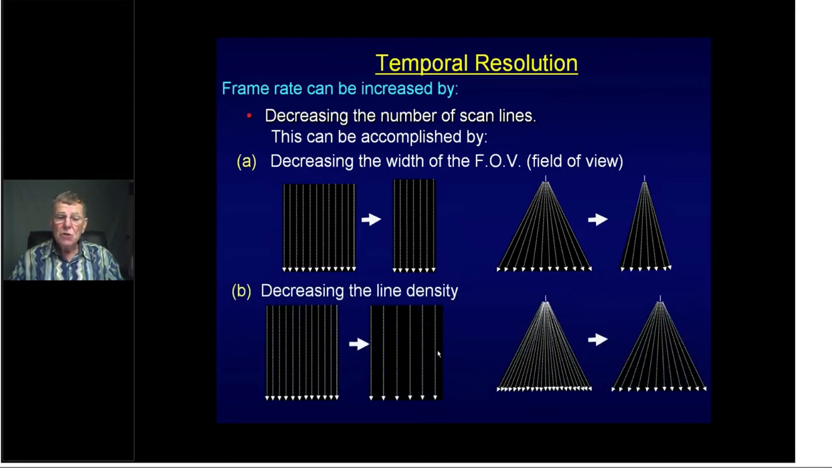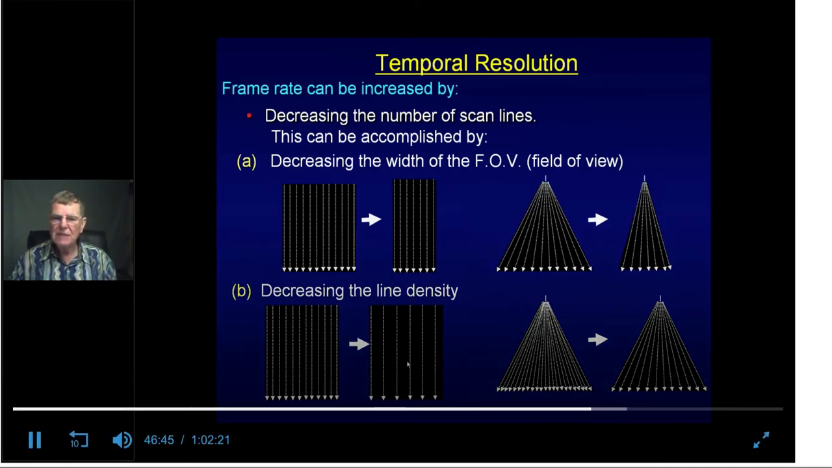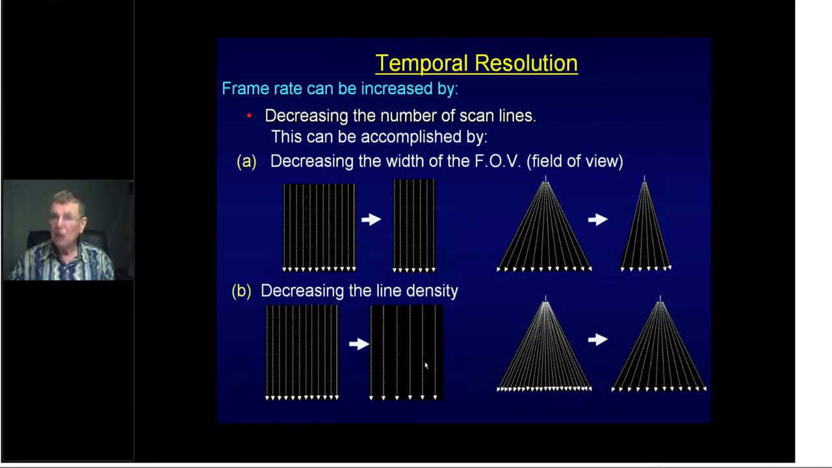Alternatively, you could drop some of the scan lines out by decreasing the line density, and most machines have this control available to you. It may be called line density control or resolution control, and you could have a couple of different settings. If you are able to do that, you will drop the beam paths out, reduce the line density, and improve your frame rate. The trade-off is your lateral resolution will be degraded a bit, but temporal resolution might be more important. Your decision, you're doing the scan, but you have a choice.